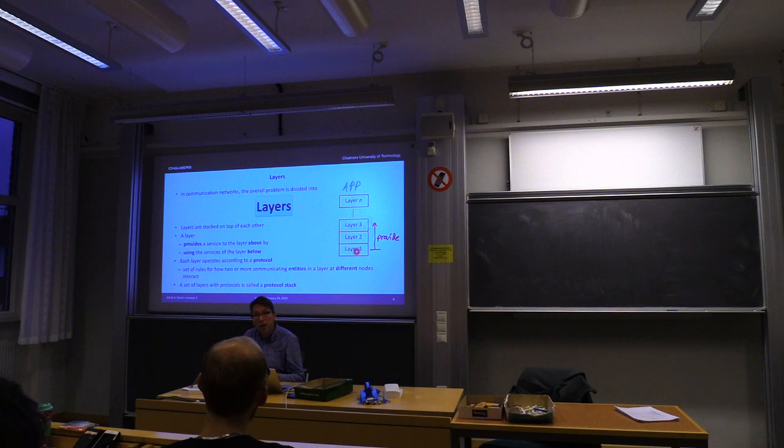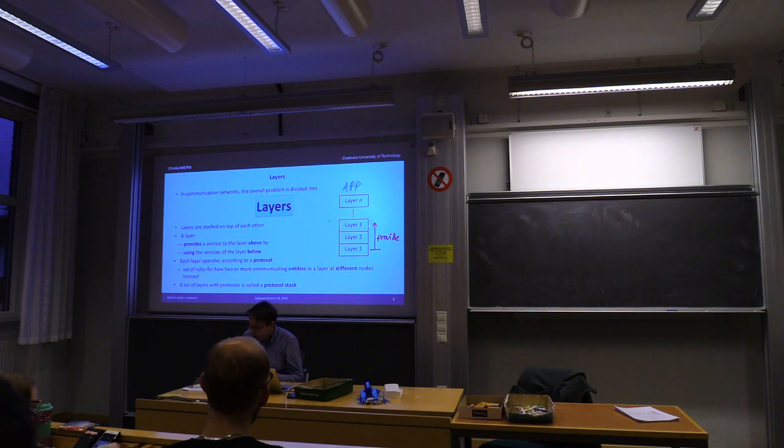While at the lower layer, we solve more fine-grained problems, for instance, moving bits over a fiber optical channel or something like this. But on the top here, we have more refined services. We will see this later on. Okay, so now layer 2 provides a service to layer 3. So how does layer 2 implement this service? Well, it implements that service by using the services provided by layer 1.